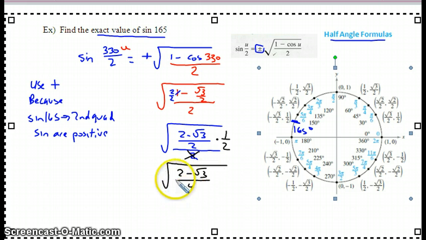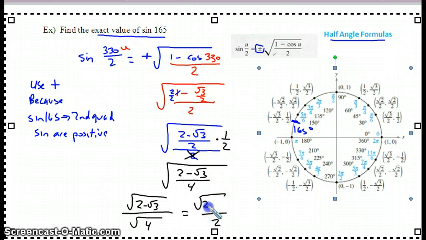One more thing I can do is recognize I'm taking the square root of a fraction, and when I take the square root of a fraction, I can write it as the square root of the numerator over the square root of the denominator. The only thing I'm going to be able to do is simplify this by changing the square root of 4 to 2. And so that's going to be my final answer.